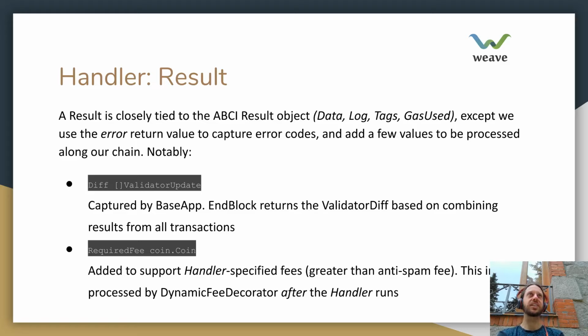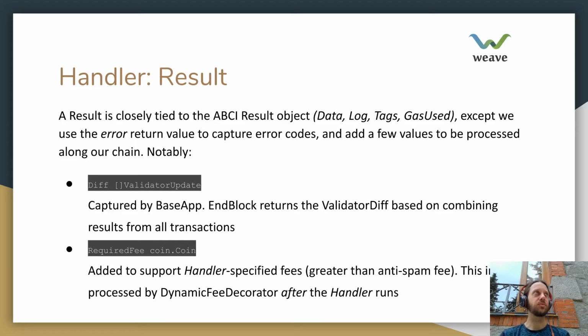For example, if I have a transaction for a multi-sig contract to update the validator set in a POA system, or for my staking to update in a POS system, I will make that change inside one transaction. That transaction will notify us of the change to the validator power, and that change will then be sent up the stack in the result to base app, and base app then can, as you saw earlier, take that diff and then capture it to return it in end block.